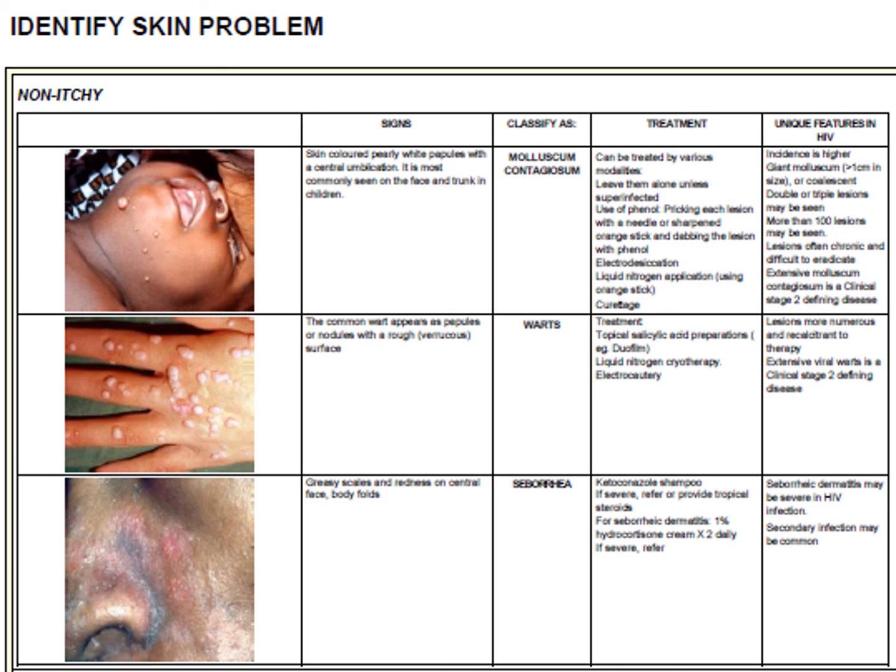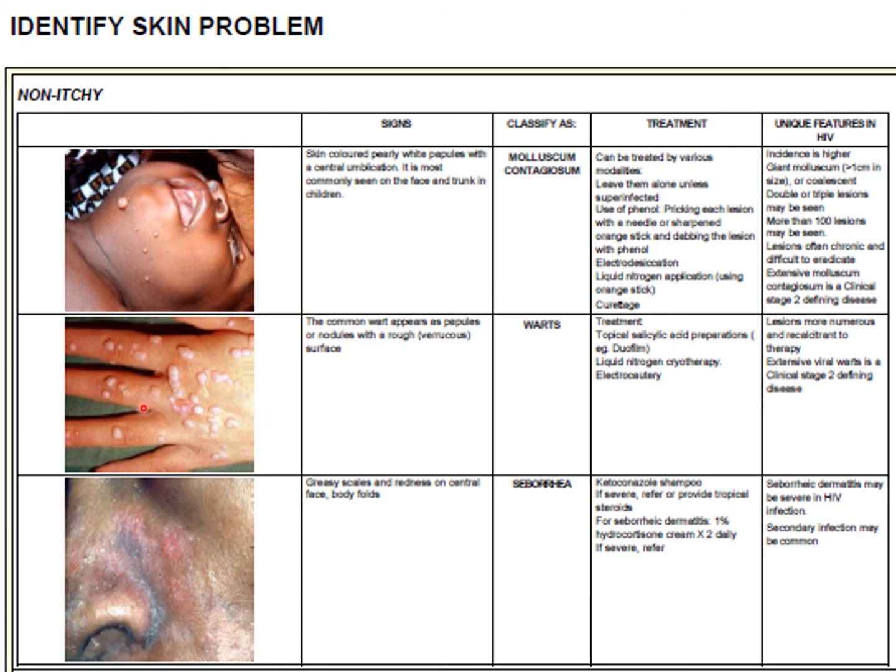However, a unique feature in HIV, the presence of molluscum, the incidence can be higher. Giant molluscum can be seen, meaning it can measure more than 1 centimeter in size. For coalescing, there could be double or triple lesions, or more than 100 lesions may be seen. Lesions often will be chronic and difficult to eradicate. Usually, there will be extensive molluscum contagiosum, which is a clinical stage 2 defining disease.